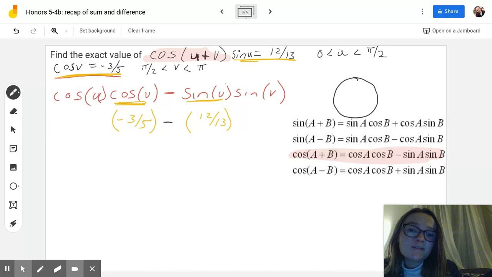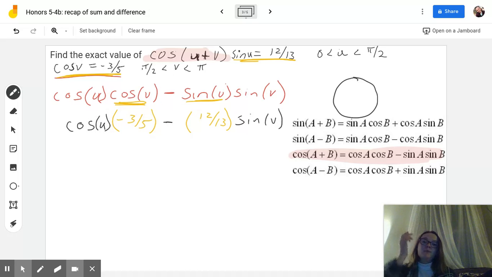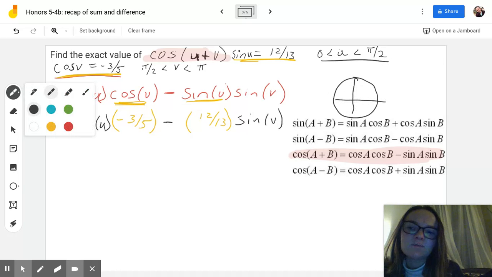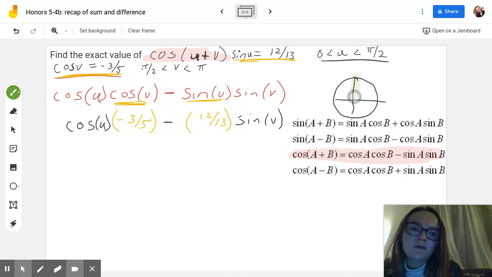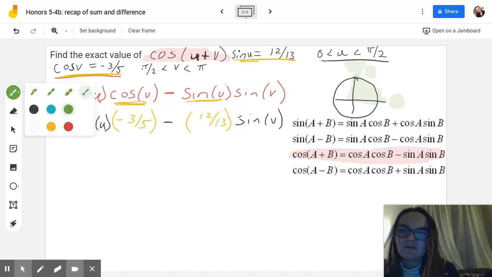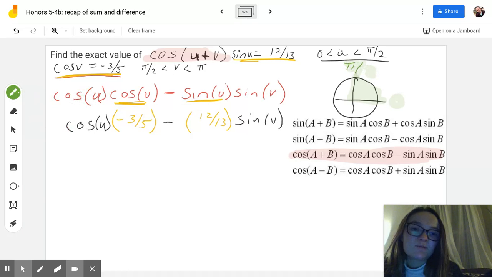Well, the key to being successful in this problem is to draw a triangle. I know that that's maybe not what we want to hear, but that is basically our best bet. So if sine of u is equal to 12 over 13, and u is between 0 and pi over 2, what that is saying is that u has to be in the first quadrant. It's got to be between 0 and pi over 2, which I realize you can't see that at all. Okay, well, let's draw a triangle.